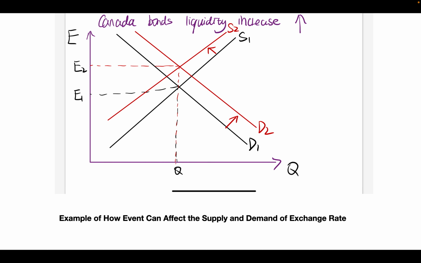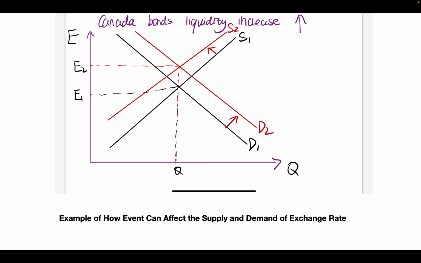So here's an example. Let's say there's a bond in Canada and the liquidity increased in recent months. So what do I mean by liquidity increase? It means that it will be easier to convert those capital assets, securities into cash, which means that it will be more attractive. So in this case, the foreign investors and foreign people will want to buy more Canadian dollars and invest in or buy these bonds.